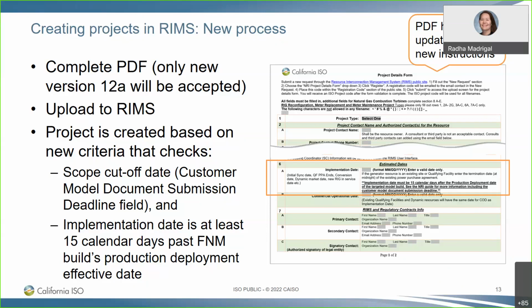So once we implement this in production, RIMS will no longer validate on this greater than or equal to 84 days from the implementation date. Instead, it's going to double check the model build submission deadline and make sure that the document submission window is open, and make sure that your implementation date is at least 15 calendar days past that model build effective date.